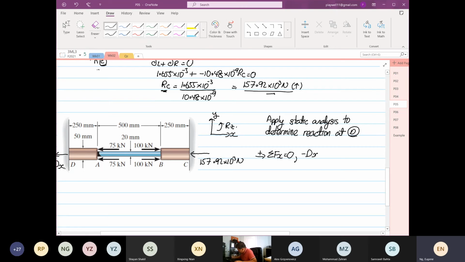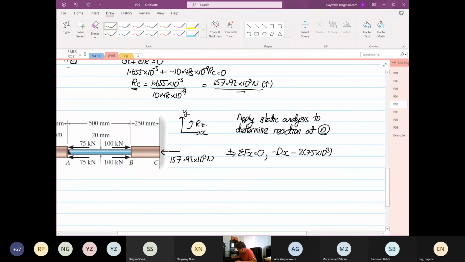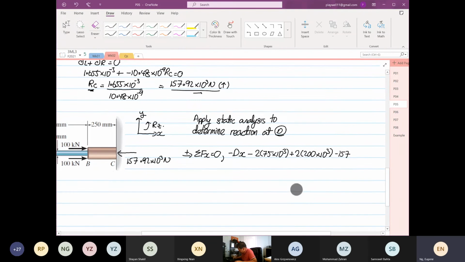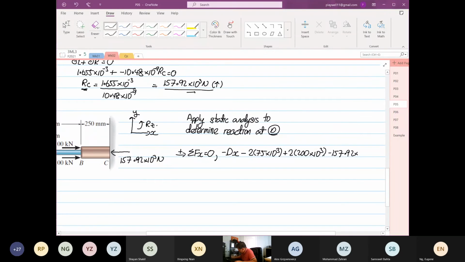So minus dx minus twice 75 times 10 to the power 3 plus twice 200 times 10 to the power 3 and then minus 157.92 times 10 to the power 3. The whole thing is equal to 0. So minus dx is equal to 2 times 75 times 10 to the power 3, not 200, 100, sorry.